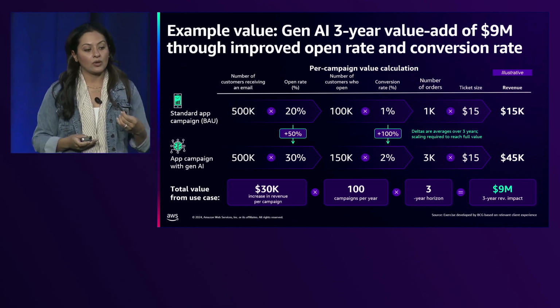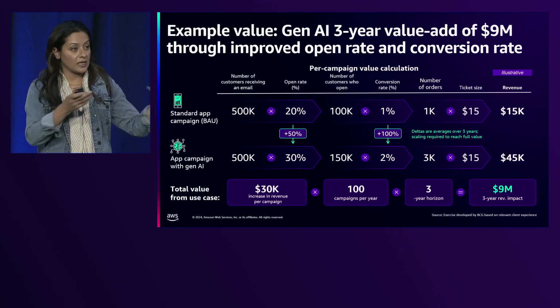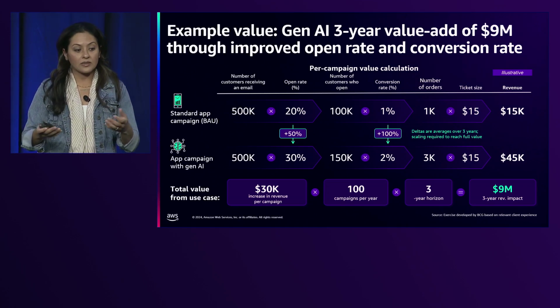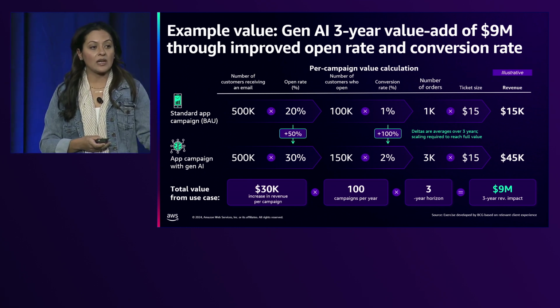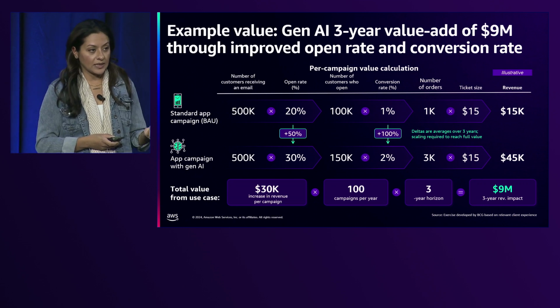So what's critical here is the number of customers in an email campaign. So how many customers are you actually touching? The open rate. The number of customers who will open is a factor of those 2 numbers. And then if they will go into the store, which is a factor of the conversion rate, and then you want to apply a ticket size to that.